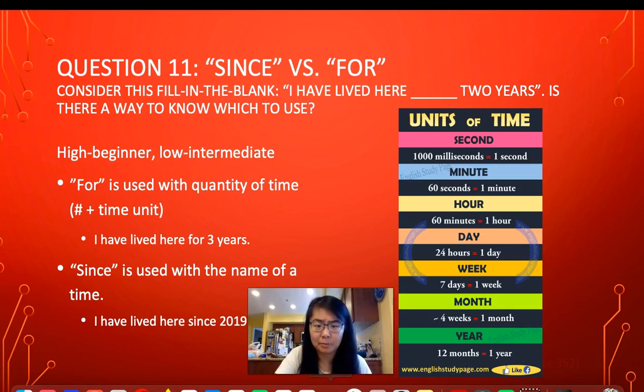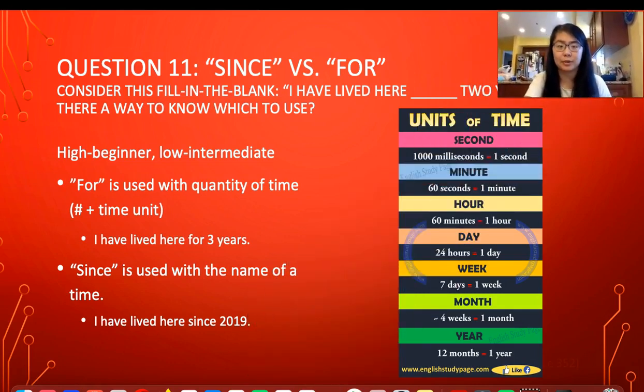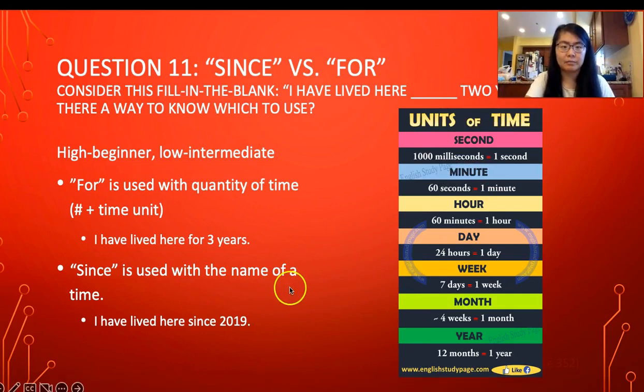As a native speaker, you may intuitively know the answer, or as an English language learner, you may intuitively know the answer. But here's the actual rule behind it, or at least the guidelines. So for, the word for, is used with a quantity of time. A quantity means a number plus a time unit.